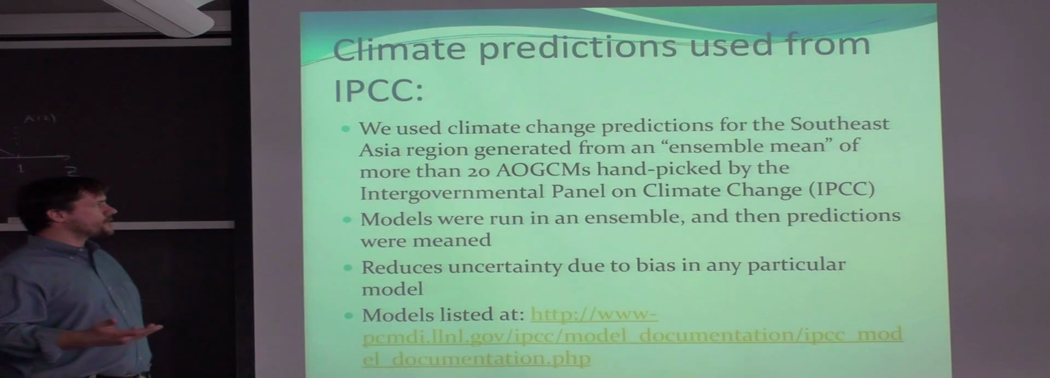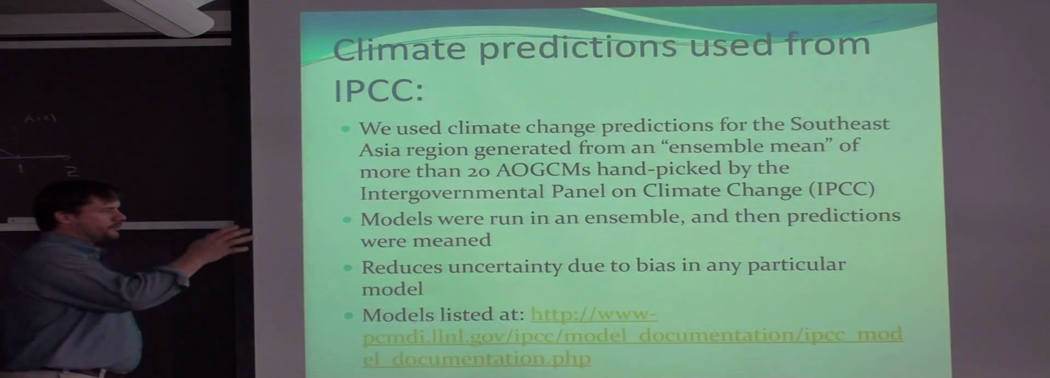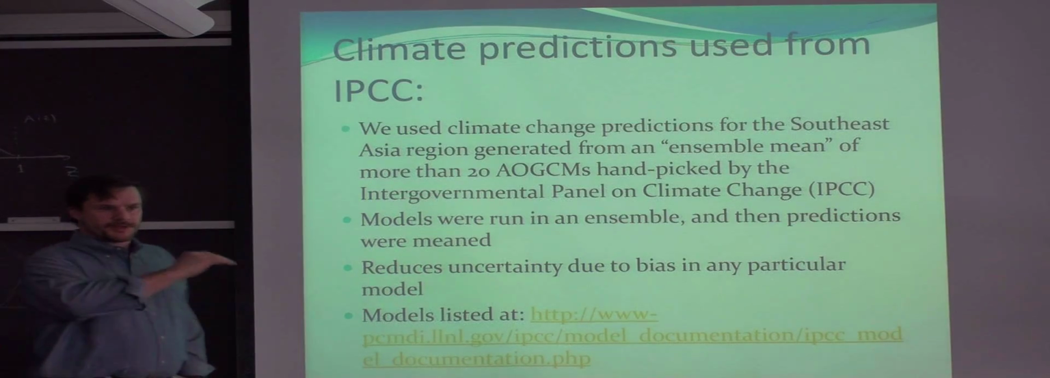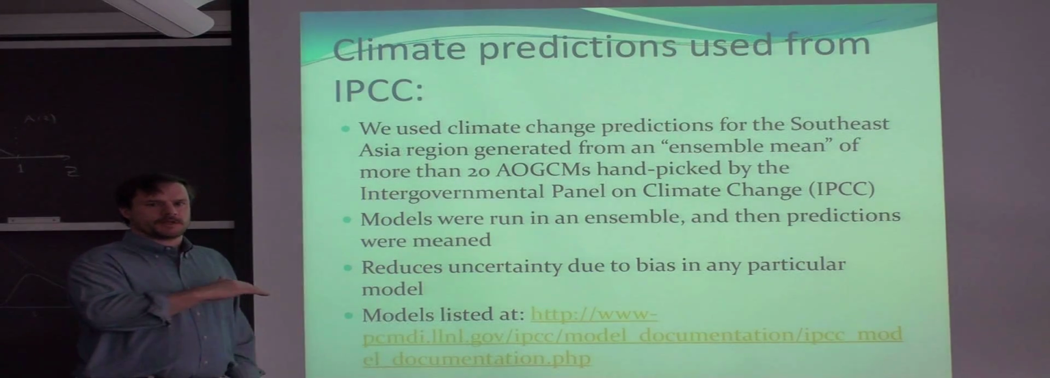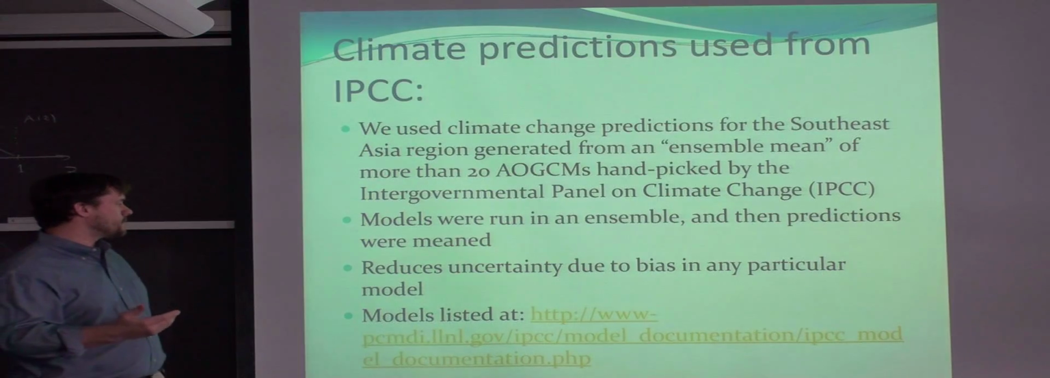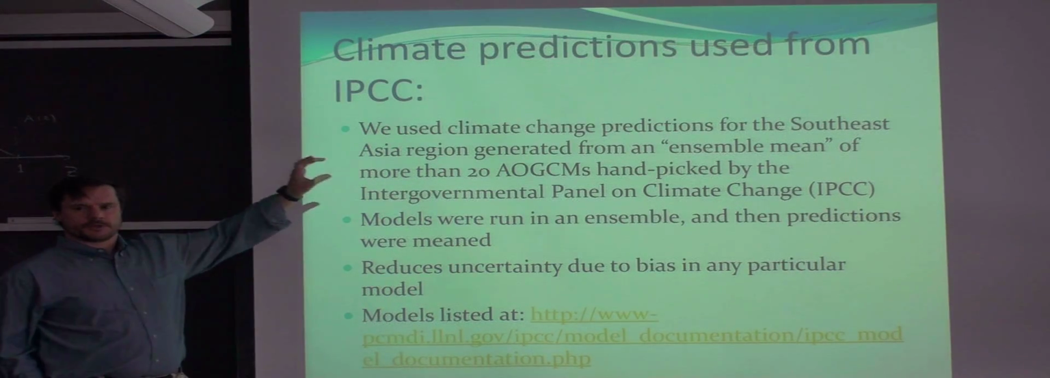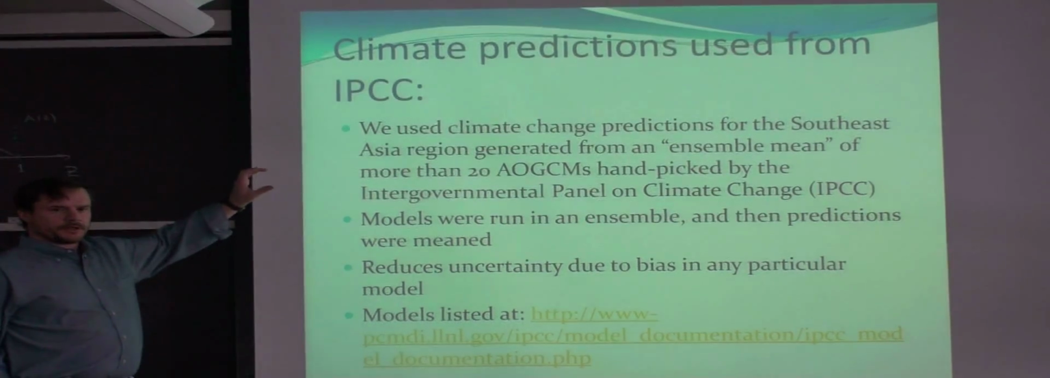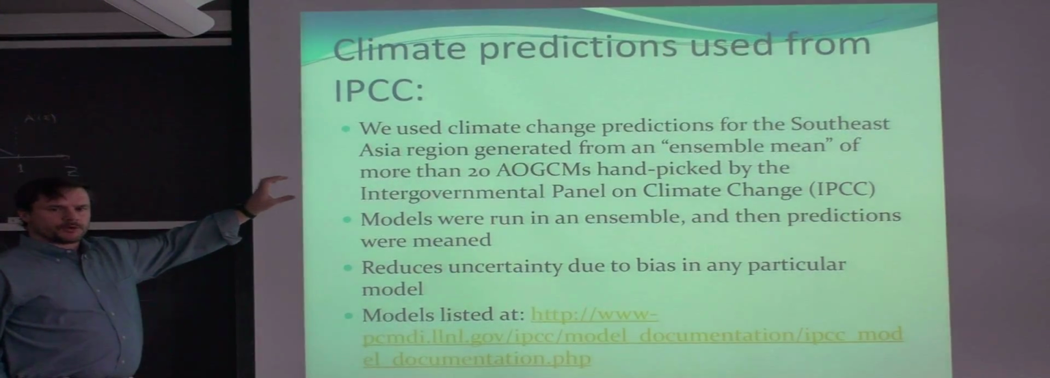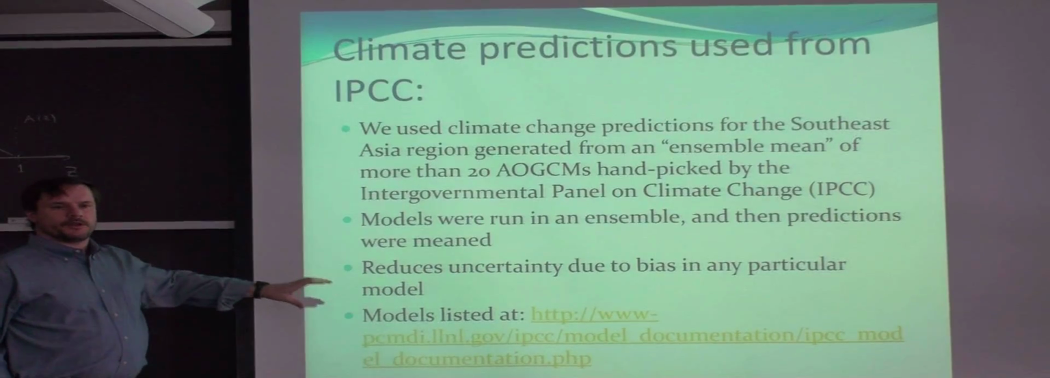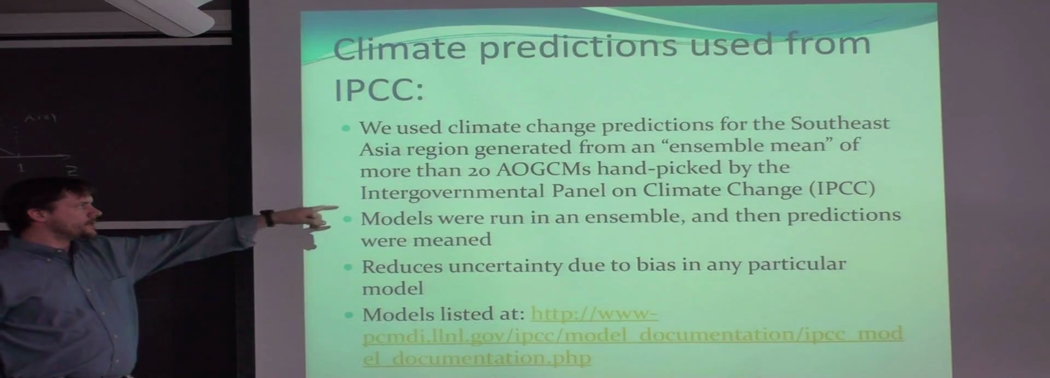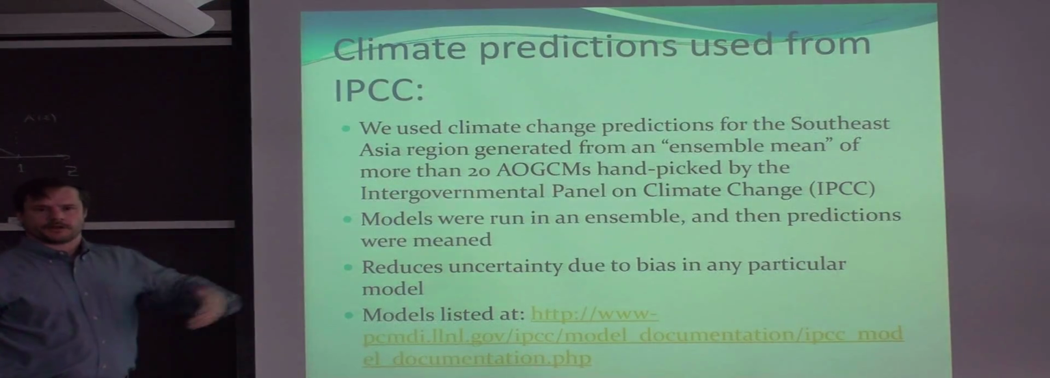So we needed some scenarios to be able to derive predicted changes to temperature and precipitation based on the different scenarios. And this is actually describing that we didn't use the output of just one of these climate models, but rather an ensemble mean of more than 20 of them that were run together under the IPCC. The IPCC is the United Nations body on climate change.